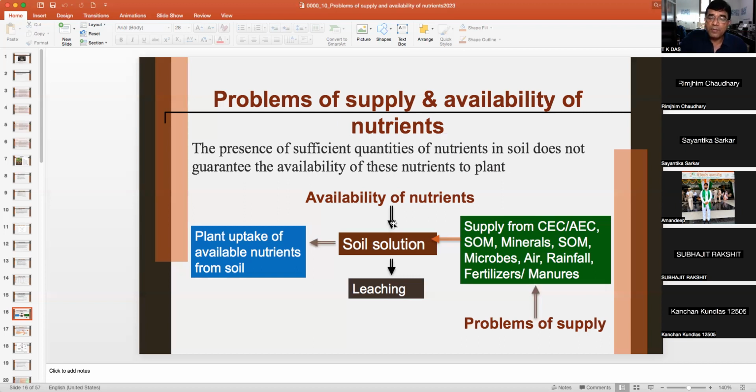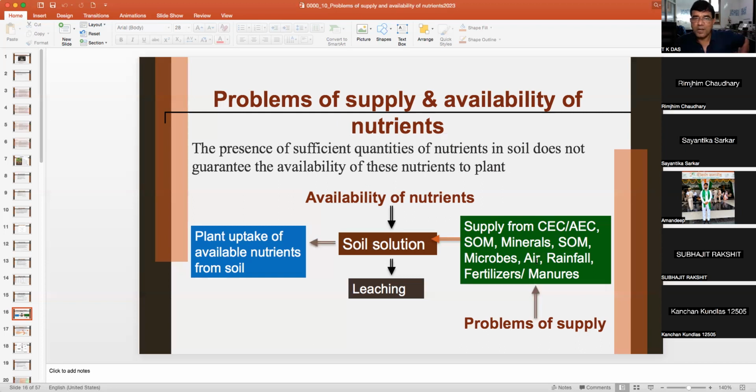If you have enough level of nutrients in the soil solution, then plants will not have any shortage. And remember, this soil solution also needs water. If your water dries from the soil, then you will not have soil solution, you will not have mass flow, etc. So soil solution is very, very important.